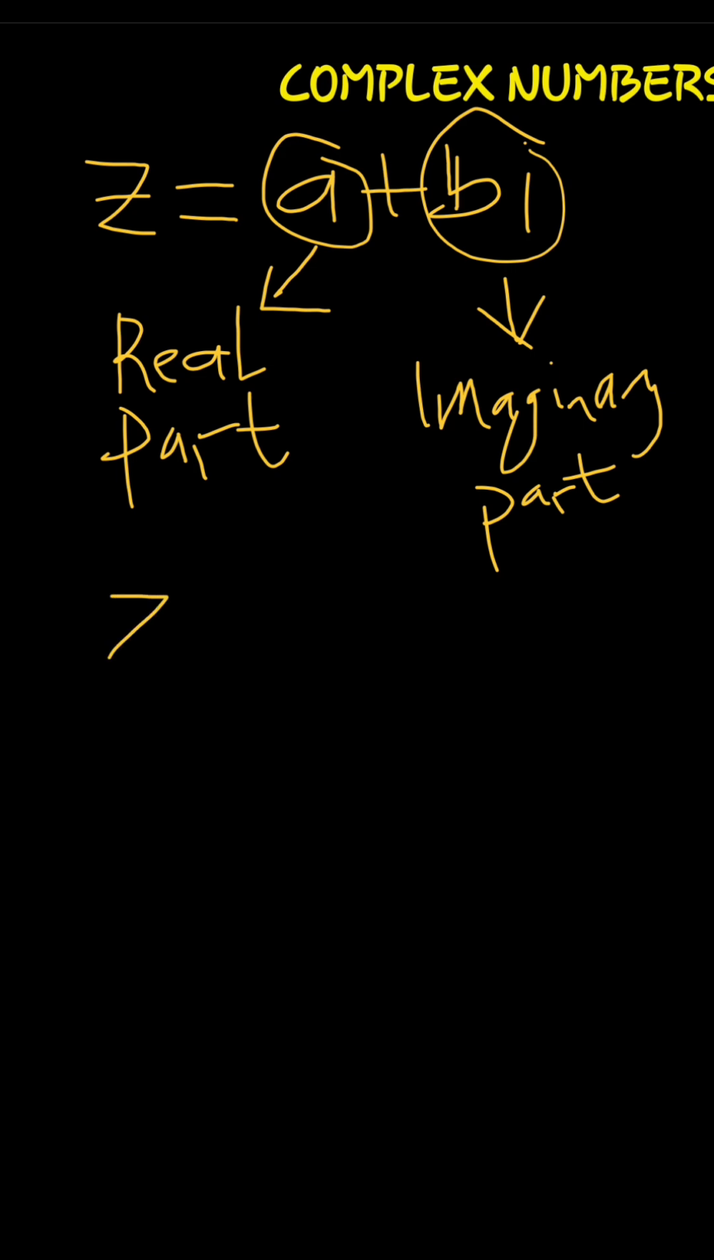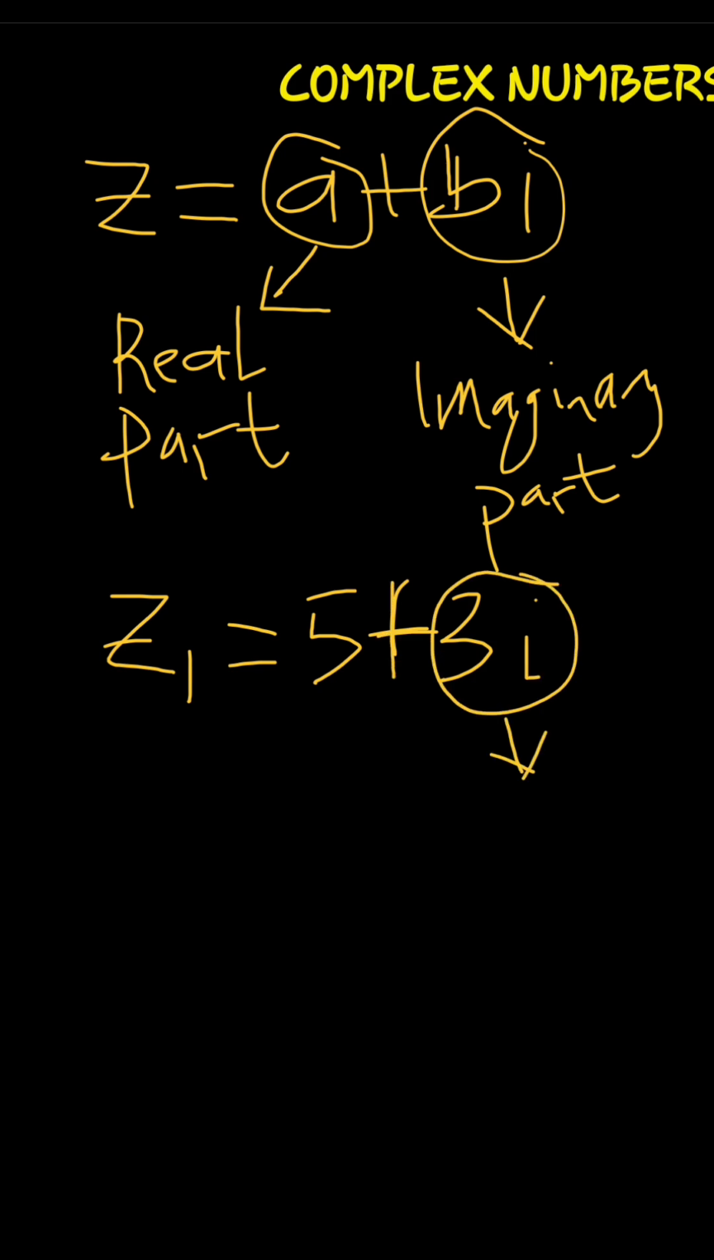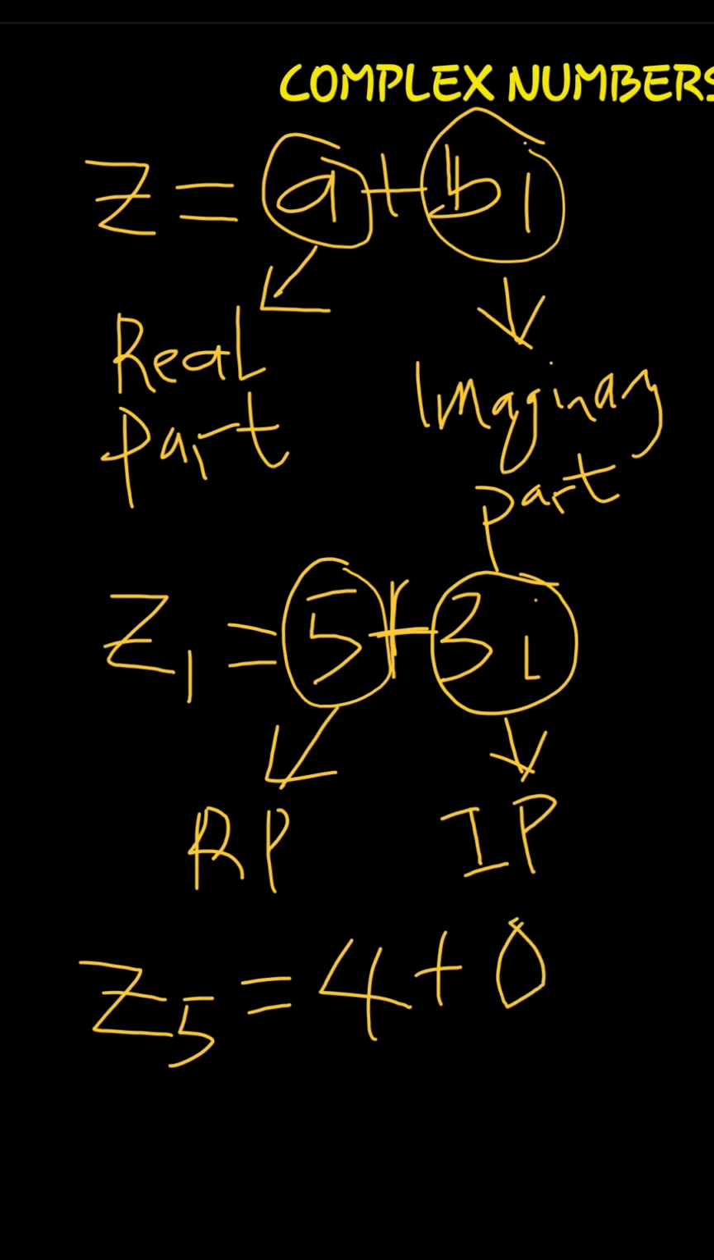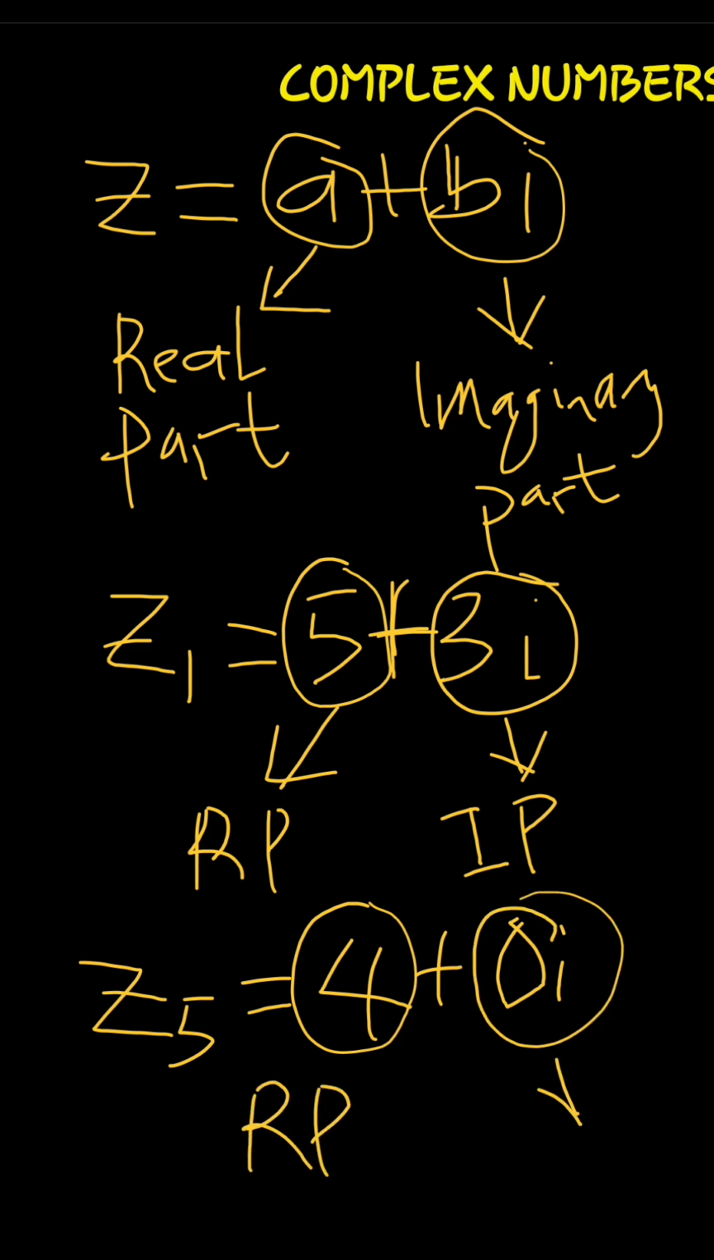So let's say we have z1 is equal to 5 plus 3i. This is the imaginary part, and I'm using IP to represent the imaginary part, and this is the real part. I'm using RP to represent the real part. Let's take another example. Let's say we have z5, which is 4 plus 0i. This is the real part, and this is the imaginary part.